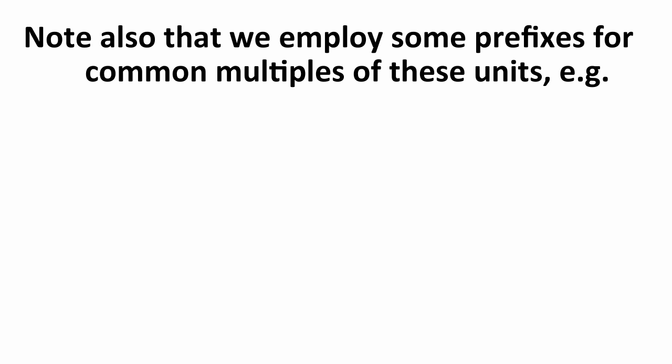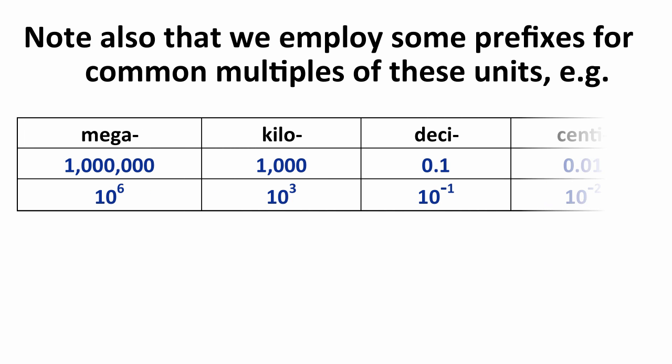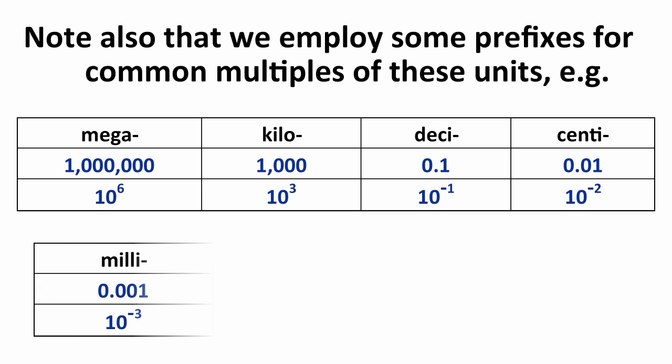Now, it's also worth noting that we use some prefixes to deal with common multiples of these units, and you should get familiar with these. For example, mega is 1 million, or 10 to the 6th. And kilo is 1,000, or 10 to the 3rd. And deci is a tenth, 10 to the minus 1. Centi is 1/100th, 10 to the minus 2.